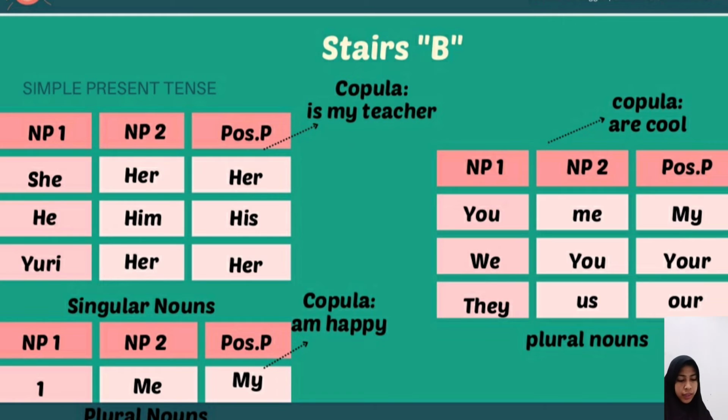Here is a table containing NP1, NP2, and post P. For example, NP1, she, he, Yuri. NP2, her, him, and her. Post P, her, his, verb. Table 2 is singular nouns, and copula is my teacher.